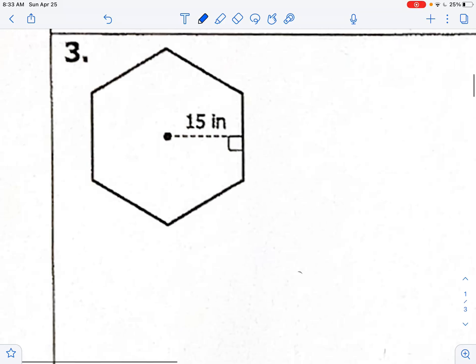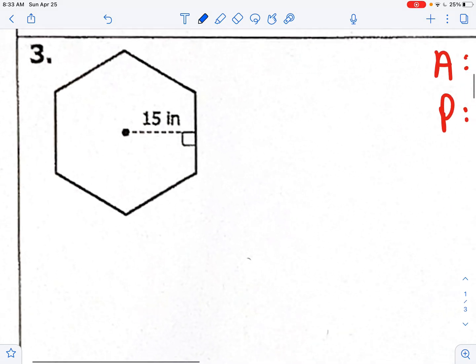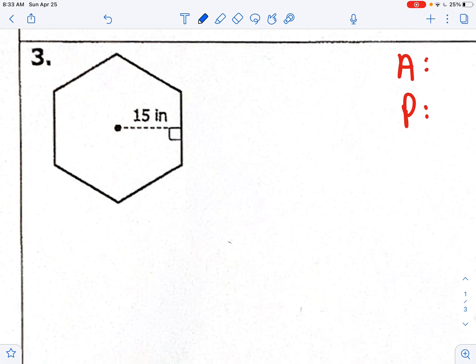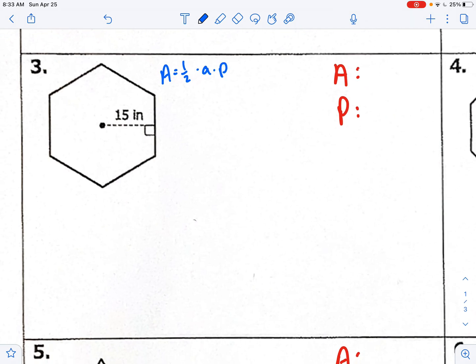Hey, welcome back to our area of a regular polygon video series. Our area formula is 1/2 times the apothem times the perimeter. And in this video, we're given the apothem. So this apothem is 15 inches, which means that I really need to find the perimeter. So how am I going to do that?